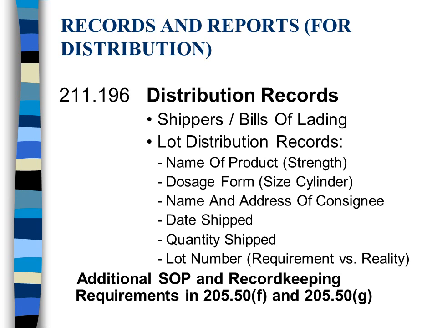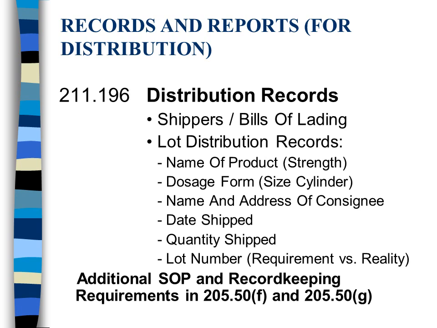Distribution records include shippers, delivery tickets, and bills of lading. The lot distribution records include the name of the product and its strength, the dosage form, which is our size of cylinder, the name and address of the consignee, and the date shipped, the quantity shipped, and the lot number. That is a requirement.